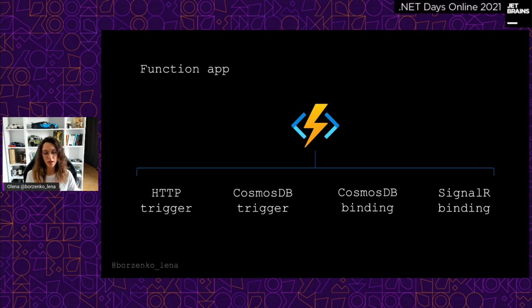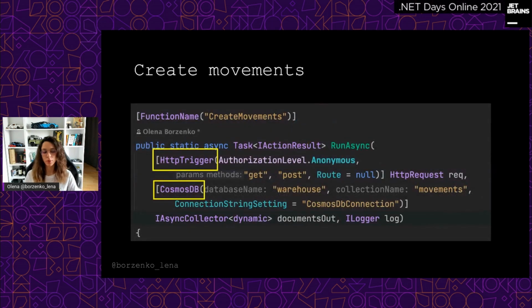But in the end, you can have as many bindings as you want. If you have input binding, it means that data will be pulled in at the start of execution of your Azure function. And if you have output binding, your data will be pushed out at the end of the execution. So I want to give a couple of examples of how we can combine those triggers and bindings.